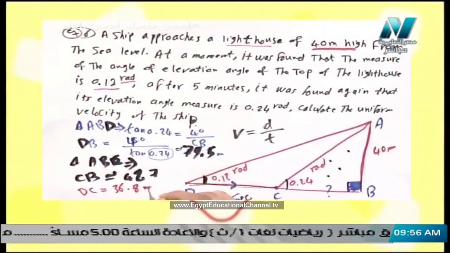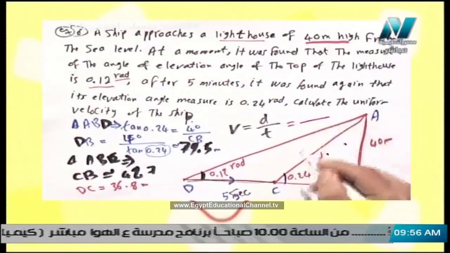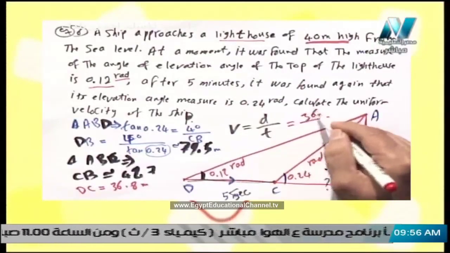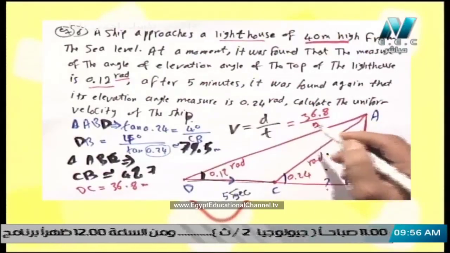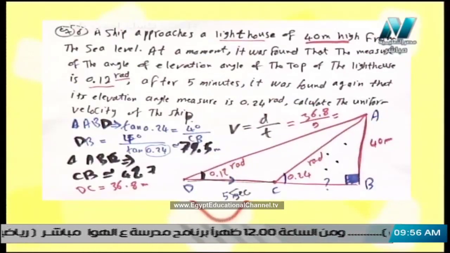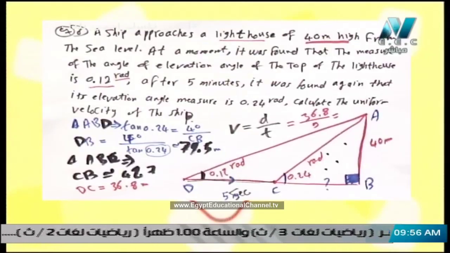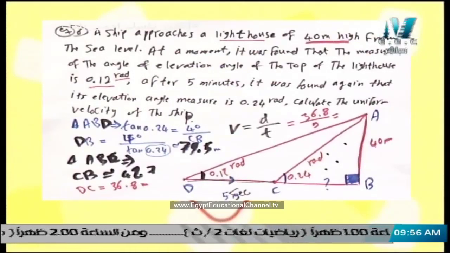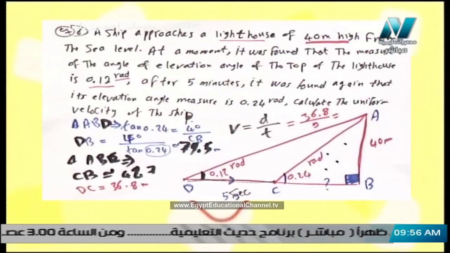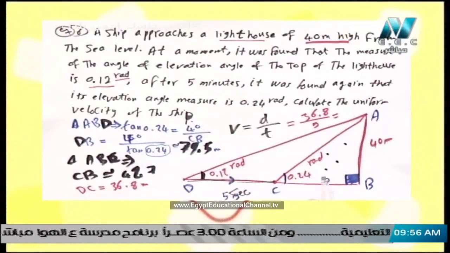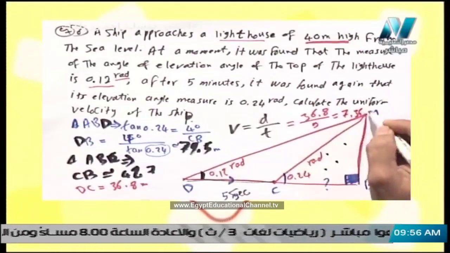After that, by subtracting DB minus CB, you will find that DC equals 36.8 meters. And to calculate the velocity, as we said, velocity equals distance, which is 36.8, over 5 minutes. You can calculate it using a calculator. 36.8 divided by 5 minutes equals approximately 7.36 meters per minute.